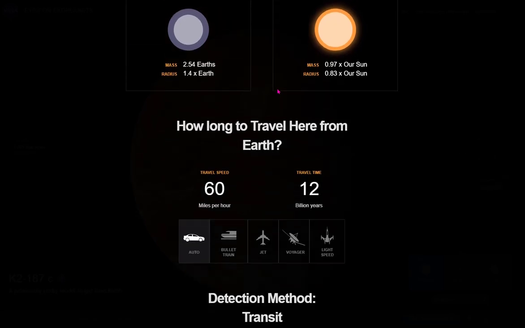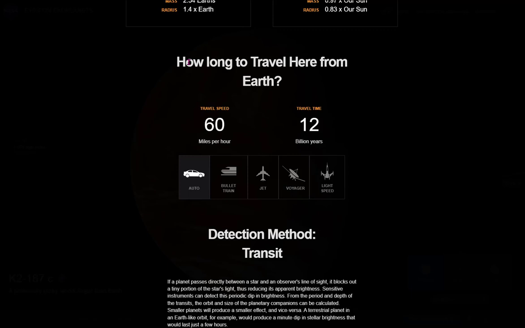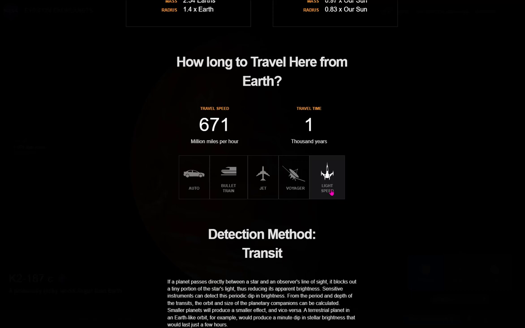Something interesting here is to give you an idea of the distance, how far it is from us. So from Earth, how long would it take to travel there? If you were going by car at 60 miles per hour or 100 kilometers per hour, it would take you 10 billion years. So it's extremely far. If you're going at light speed, it would take you 1,000 years, and you can try anything in between. Like the Voyager probe, for example, would take 19 million years to get there.